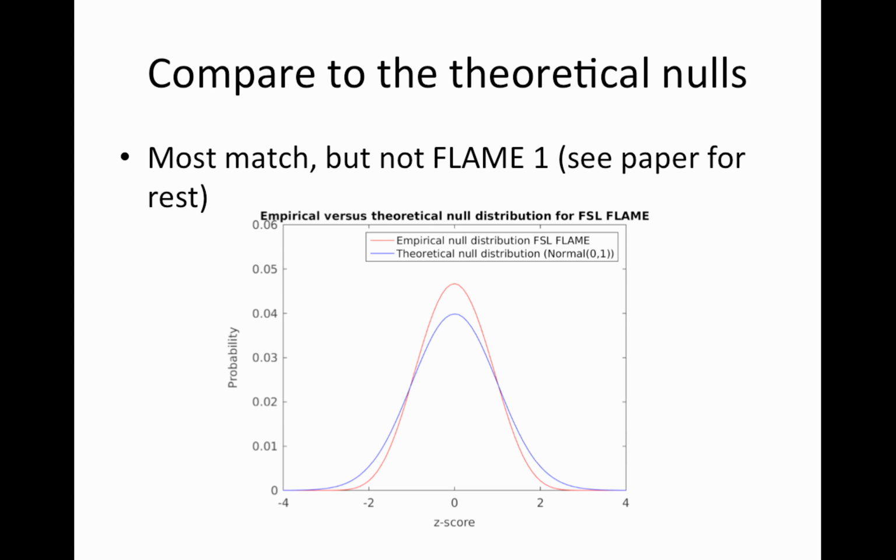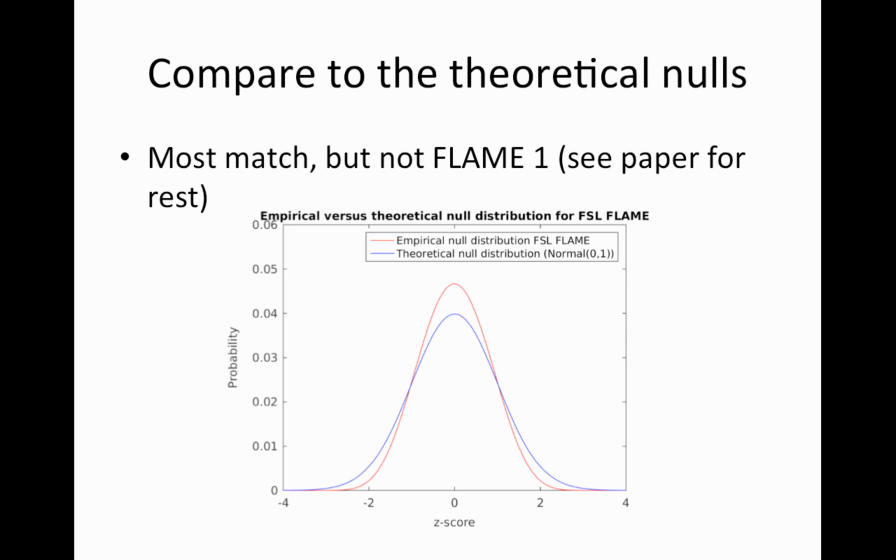Okay, so then they do this comparison to the theoretical nulls. So the idea here is that the red distribution, we want it to match the blue distribution. The other ones match pretty well, so I'm not showing them. I'm just showing Flame 1 because that's the one that didn't match. The red is the empirical null distribution based on Flame, and the blue is a theoretical null distribution, the Gaussian.